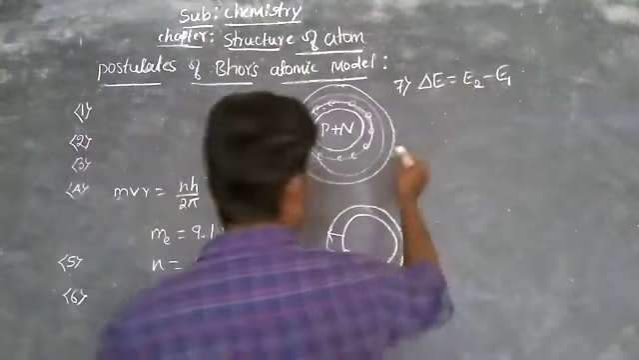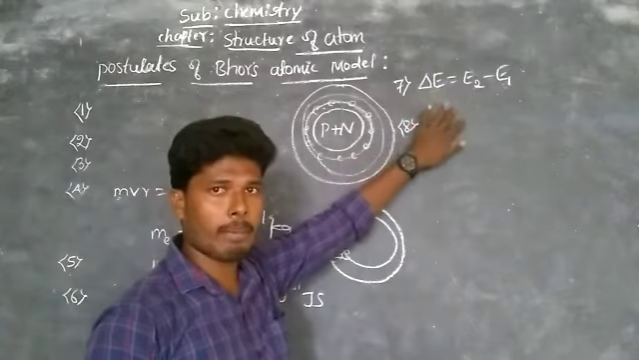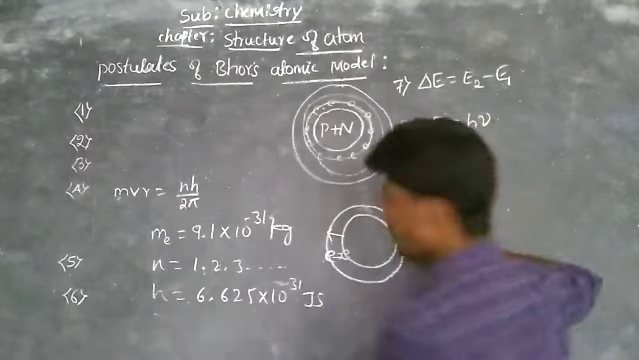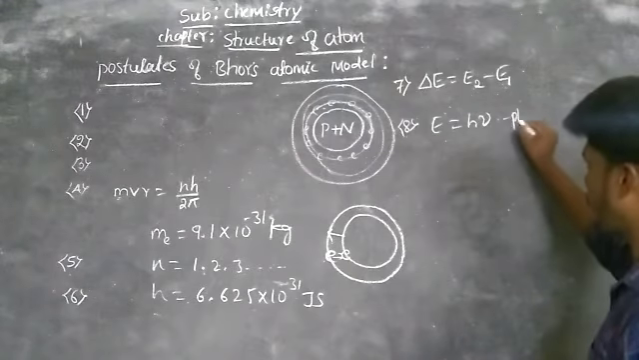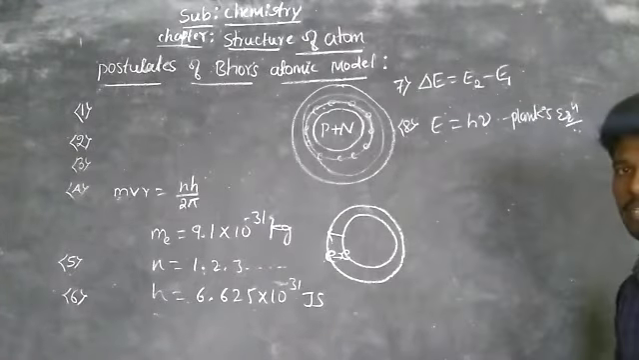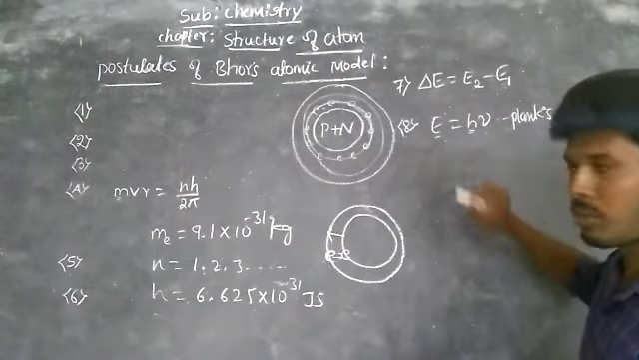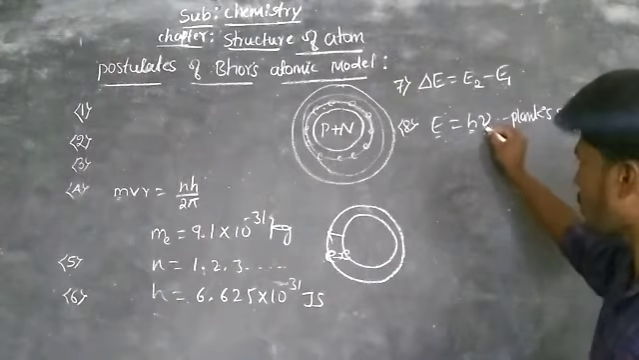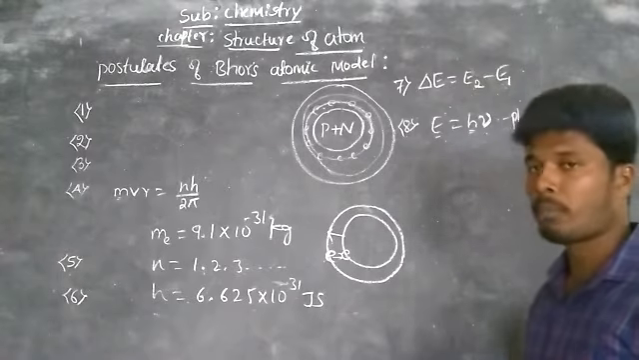Then the next postulate is the eighth one. The emitted energy, or change in energy, is given by Planck's equation, E is equal to h nu, where E is the change in energy of an electron, h is Planck's constant and nu is the frequency of the moving electron. This is the postulates of Bohr's atomic theory.